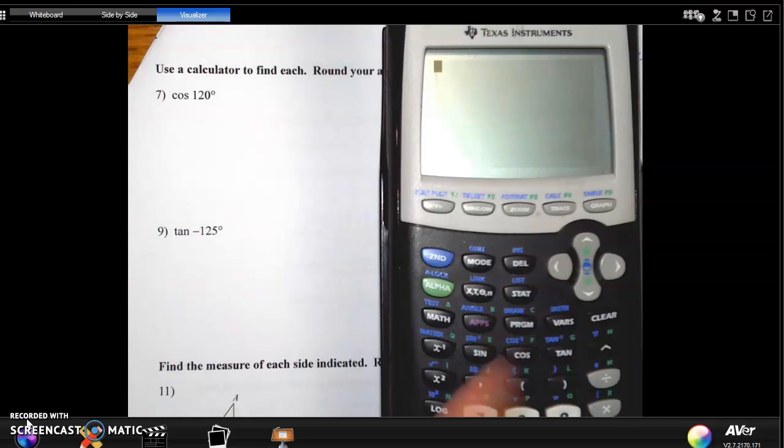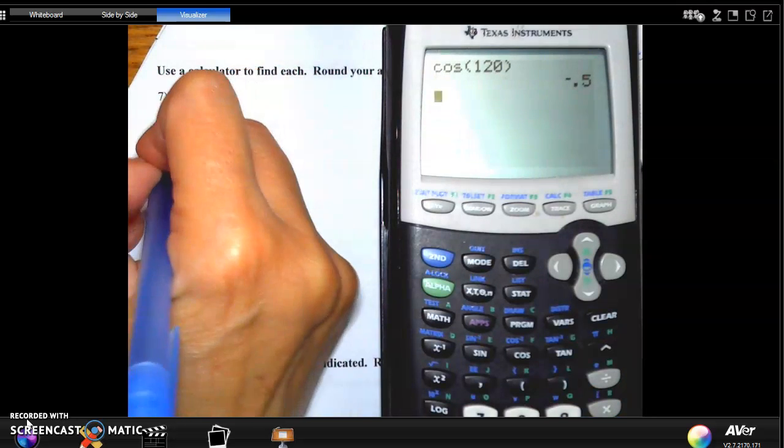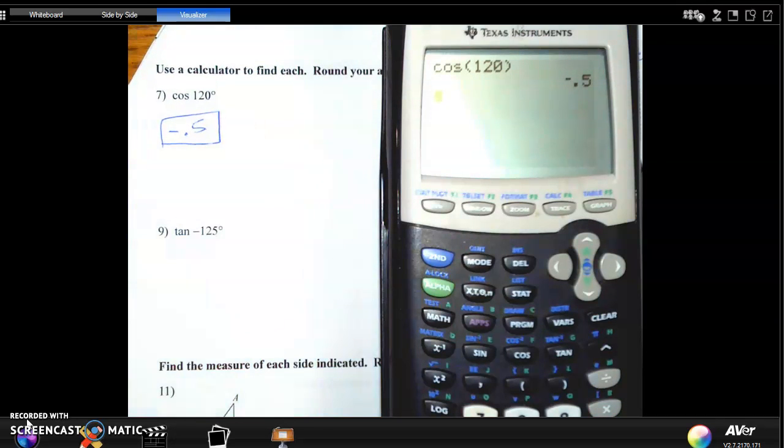You just type in, for this first one, we want the cosine, and we're going to do the cosine of 120, close your parenthesis, and hit enter. So that one's nice and straightforward. It's just negative 0.5, so we don't need to worry about too many decimals there. I'm just going to do a couple of these with you. They're really very straightforward. And then this one I'll do also is the tangent.